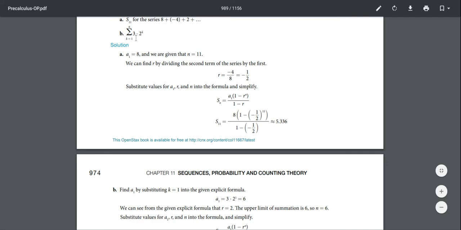So A1 is 6, and then to find R, that's just going to be the thing that has the exponent. So the 2 has the exponent, so R is 2. If you're not sure, you can always find the second term. So we already found the first term, it was 6. You can find the second term.